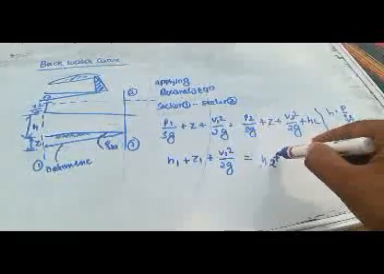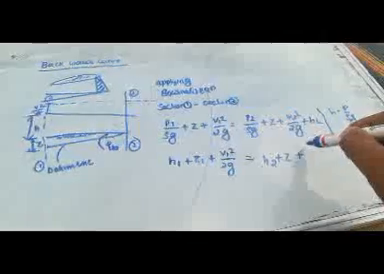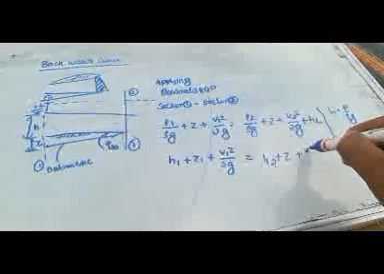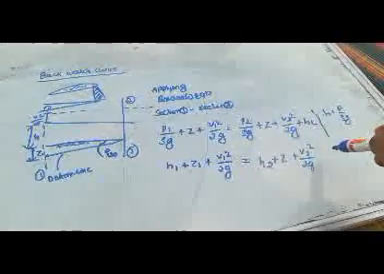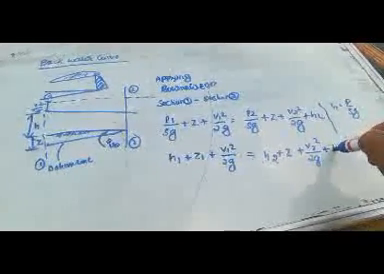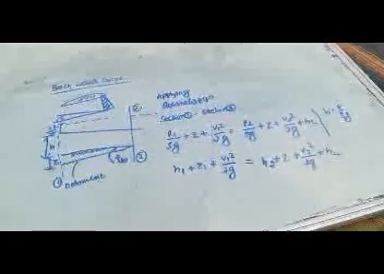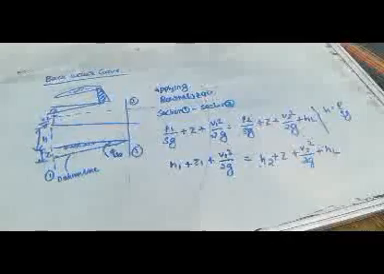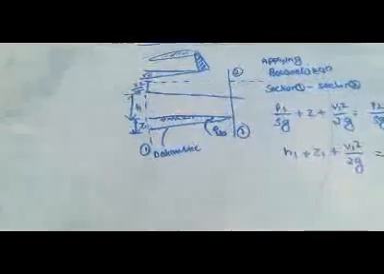This one I can write H2, pressure head, then Z plus V2 square by 2g, plus HL. So it means dz by dx here.